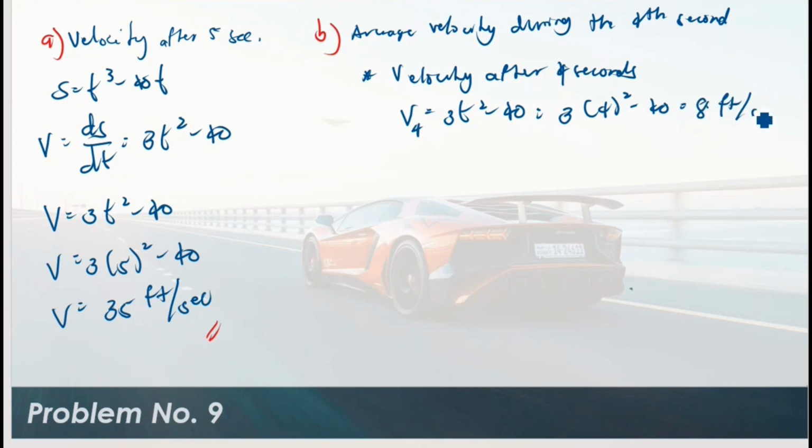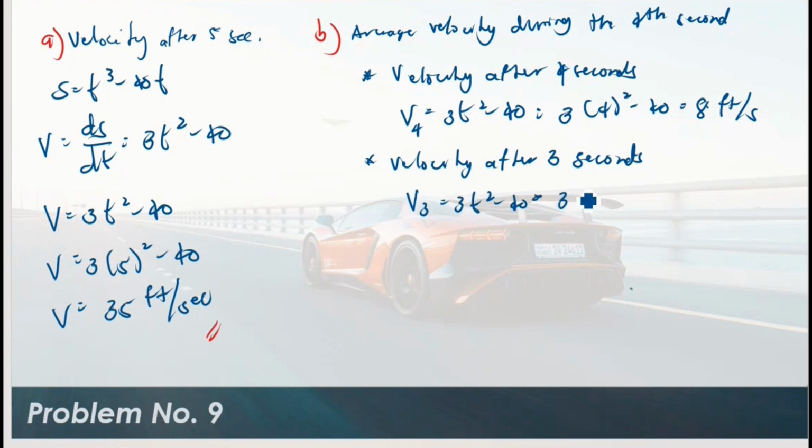So, the velocity after 3 seconds, because it is during the 4th second that we are looking for. So, let's find after 3 seconds. That is the start of the 4th second. Right? So, v sub 3 is equal to 3t squared minus 40. After 3 seconds, 3 times 3 squared minus 40, it will give us a negative value of negative 13 feet per second.